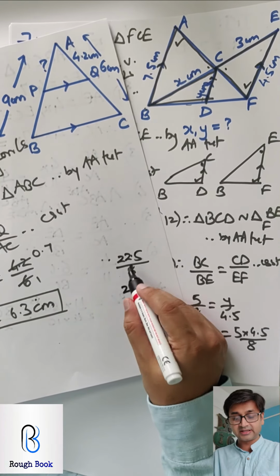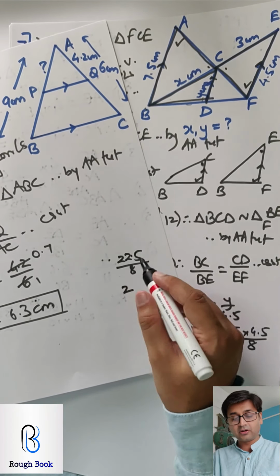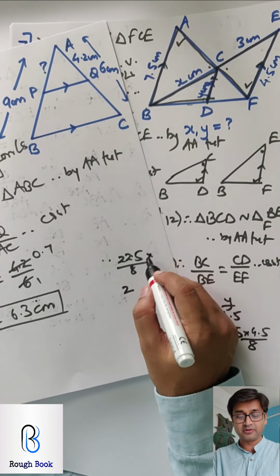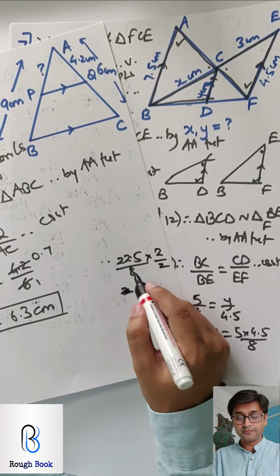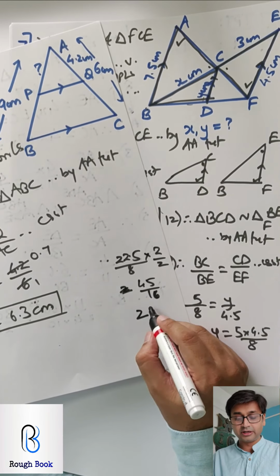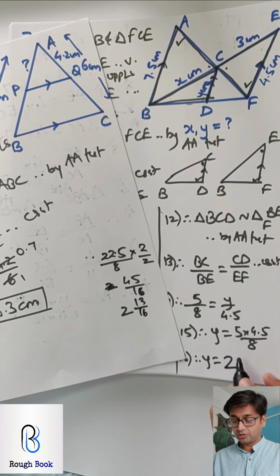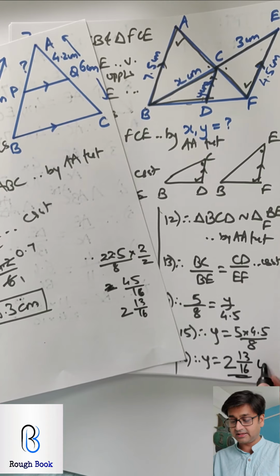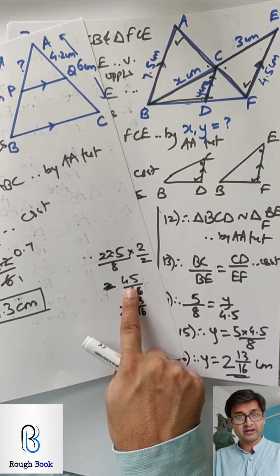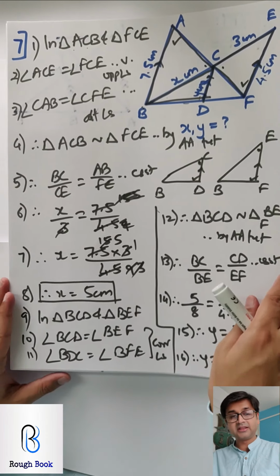So 8 2s are 16. So if it is 16, we can also write this in mixed fraction, or you want me to go into decimals? No, let's write it into mixed fraction. So multiplying by 2, so this will be 45 by 16. So 16 2s are 32, so 13 will be carried over. So 13 by 16 centimeters. So I first converted this into whole number, that is 45, and then I did it into mixed fraction, so 2 13 by 16, and this will be accepted.